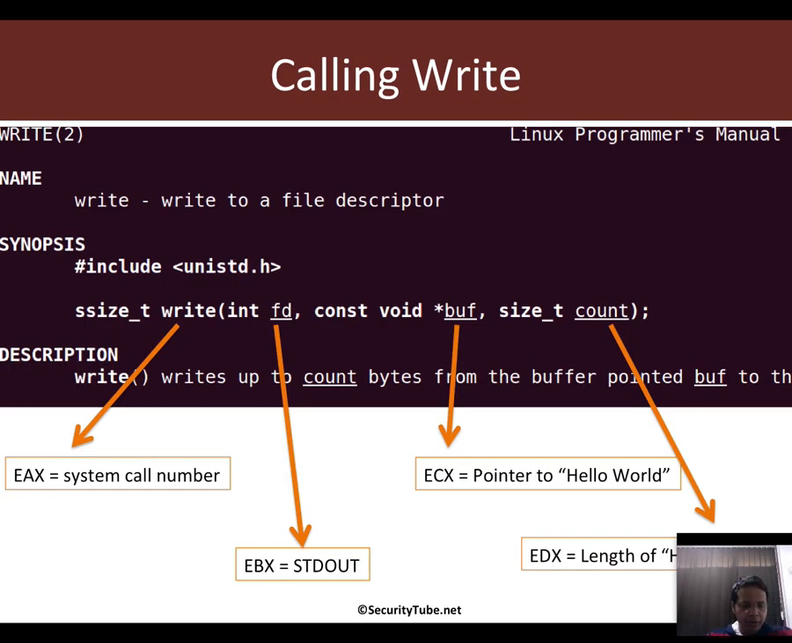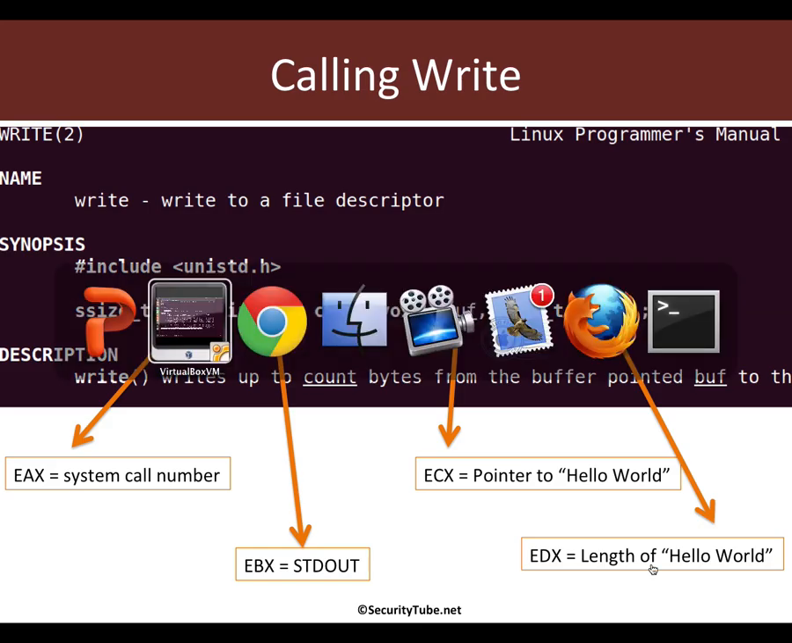Now, to elaborate on that, basically the EAX register would contain the system call number. EBX would basically contain what int fd should be, and as we figured, that would be stdout, and the value for that is actually 1. After that, ECX would actually point to the hello world string, and EDX would have to contain the length of the hello world string which we want to print. So let's go ahead and set all of this up in our little program here.